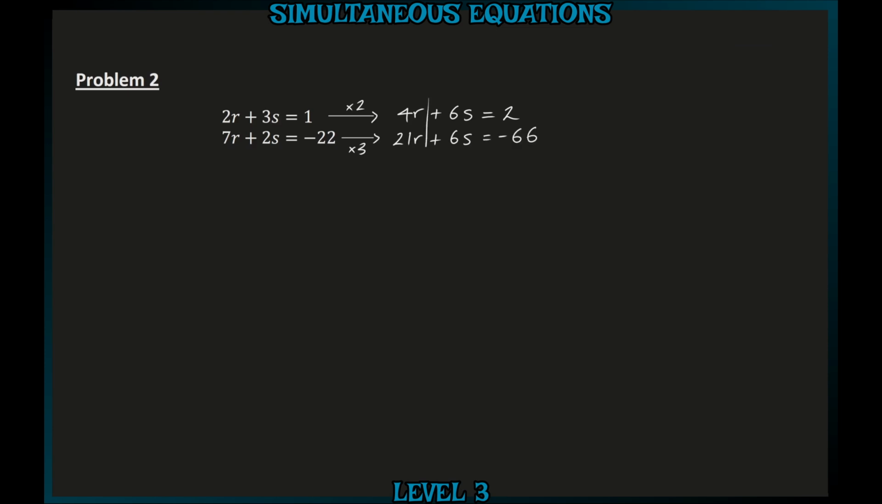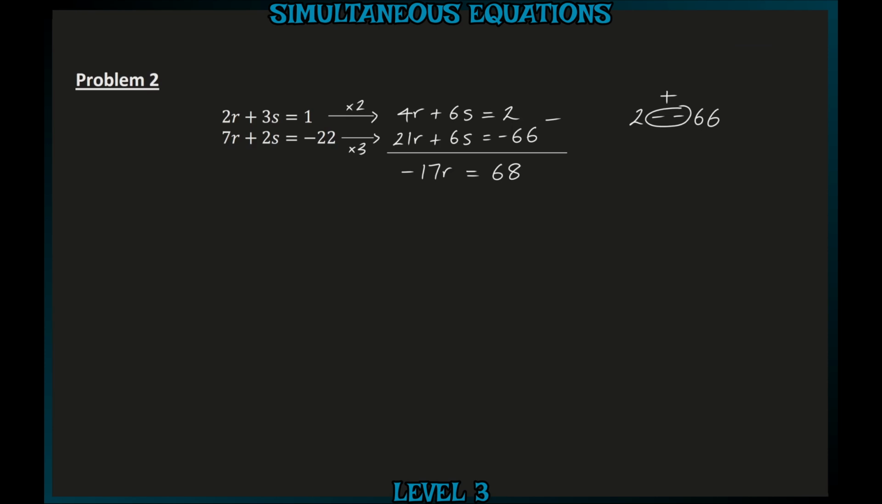Now, since we're eliminating the s's because we have the same number in both, and the signs are the same, we're going to subtract them. So subtracting the bottom equation from the top equation, we have 4r minus 21r gives us minus 17r, 6s minus 6s is 0, and on the right, we've got 2 minus minus 66. So 2 minus minus 66 actually gives us 2 plus 66, and 2 plus 66 is 68.